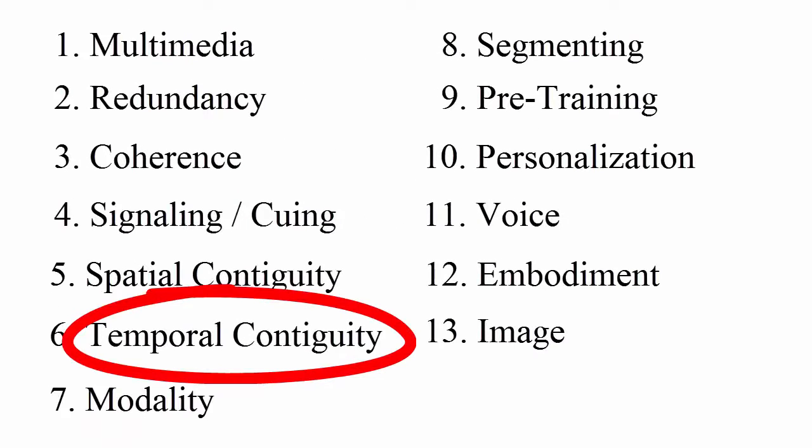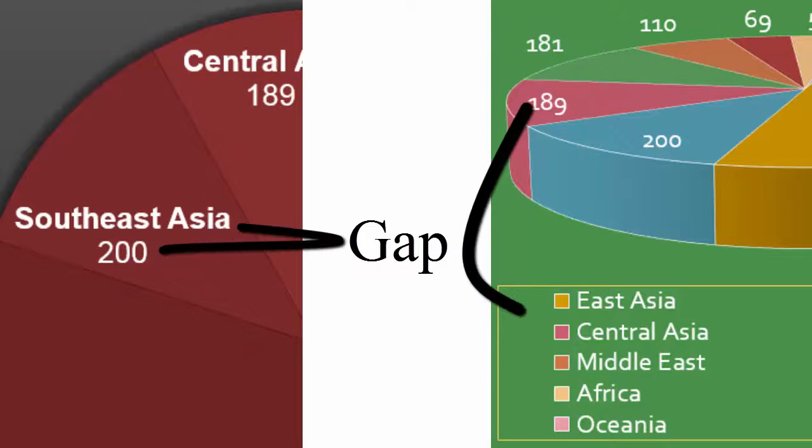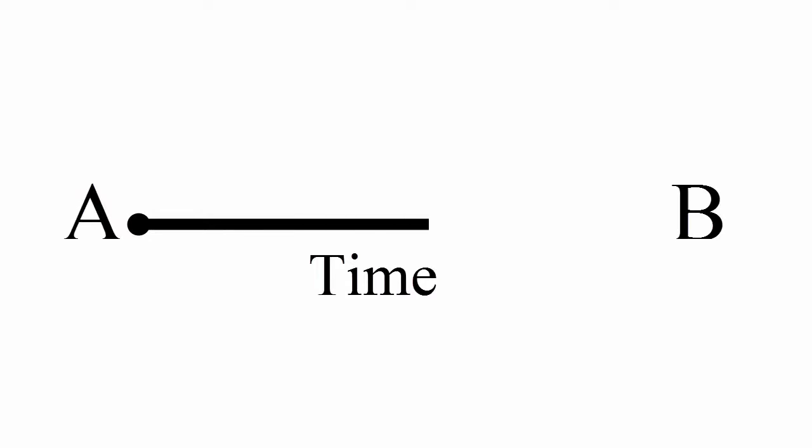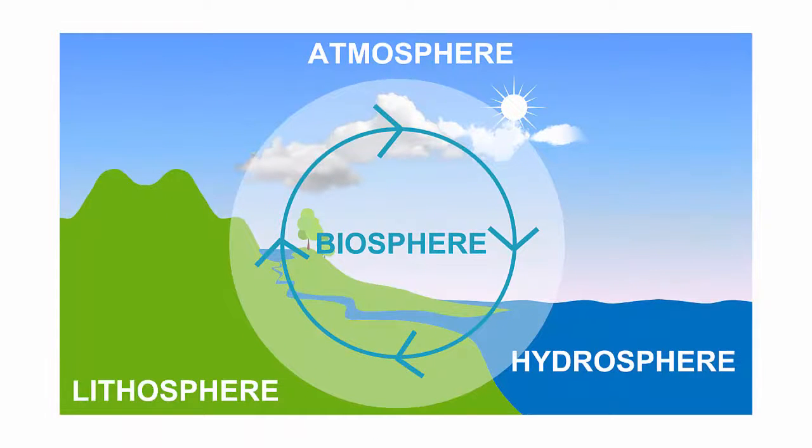Temporal contiguity principle. This is kind of similar to the spatial contiguity principle. Spatial contiguity principle is mainly concerned with the distance or spatial gaps, but temporal contiguity principle is concerned with timing or temporal gaps. Still the same ideas of the split attention effect and sensory convergence apply here. Let me show you an example of creating a temporal gap.